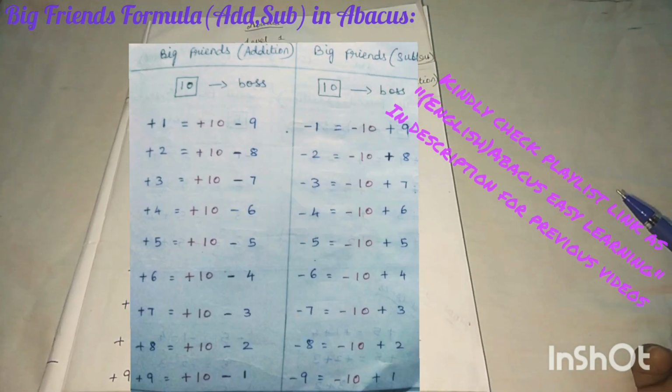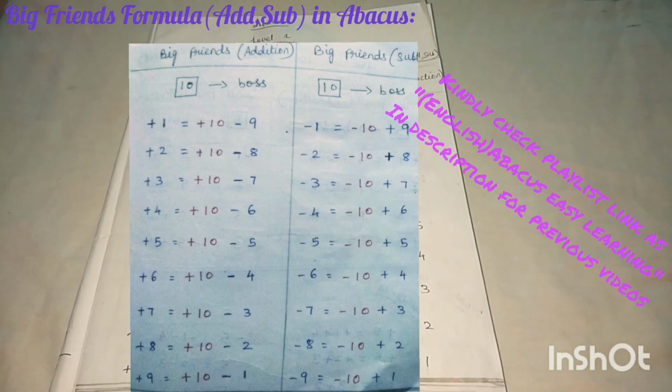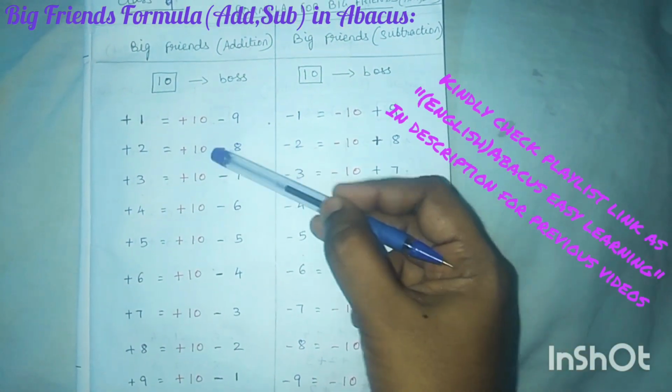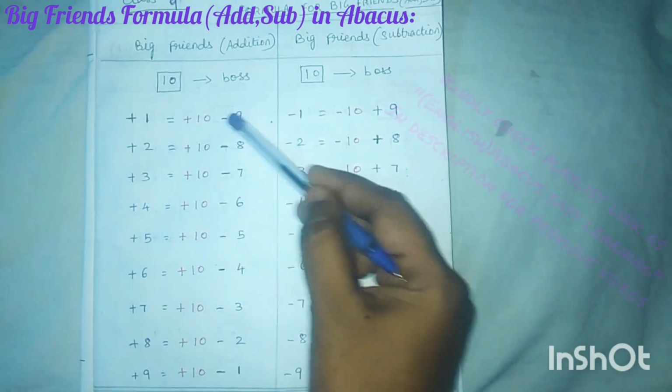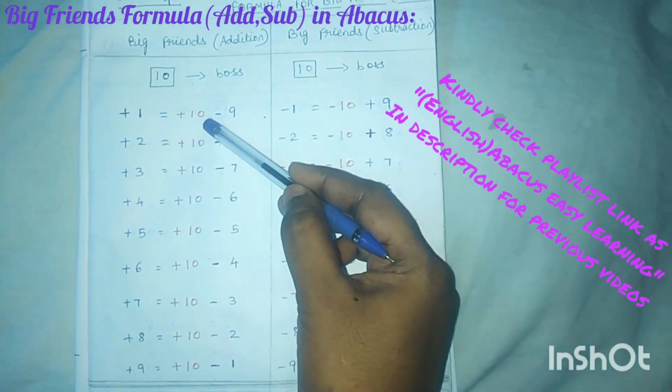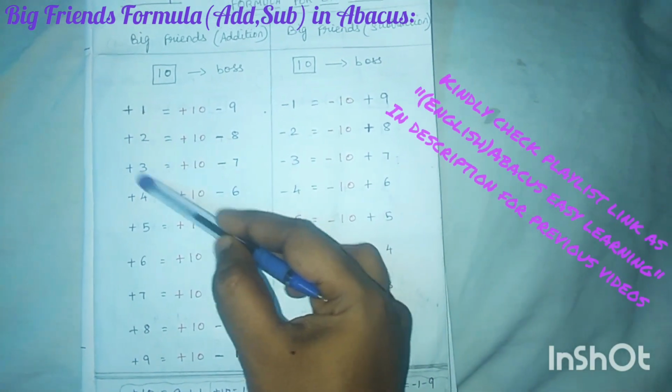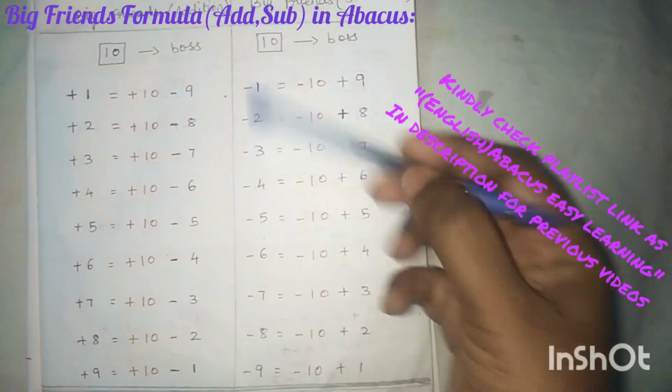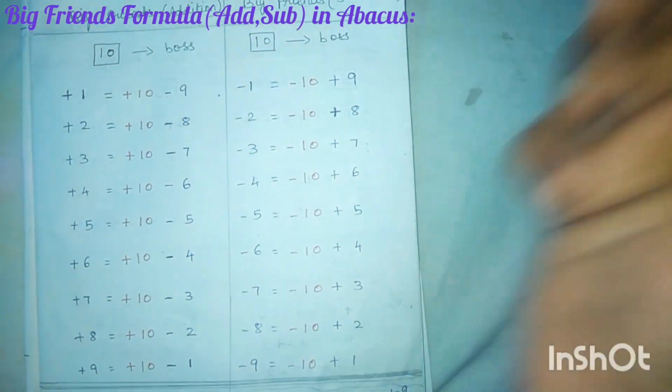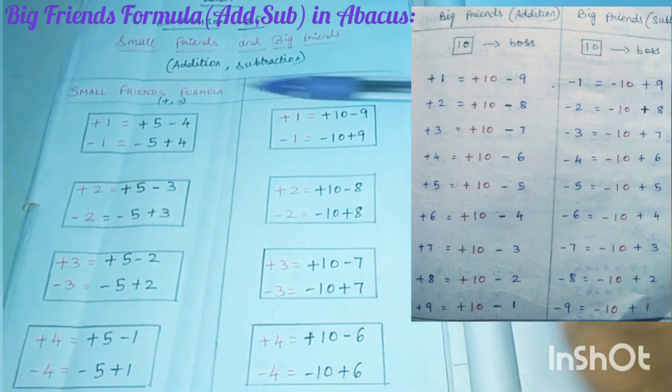Now I am going to give you the explanation of the big friend formula, okay? Big friends are the numbers that add up to a total of 10. For example, 1 plus 9 equals 10, 2 plus 8 equals 10, 3 plus 7 equals 10, etc. So 10 is the boss of big friends, right? This is the comparison of small friends and big friends.